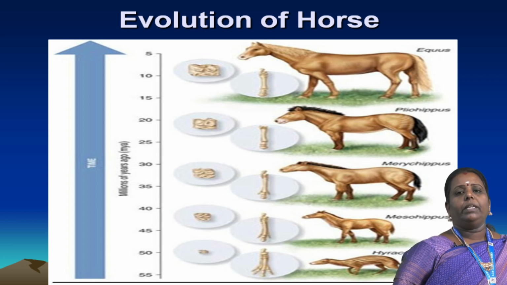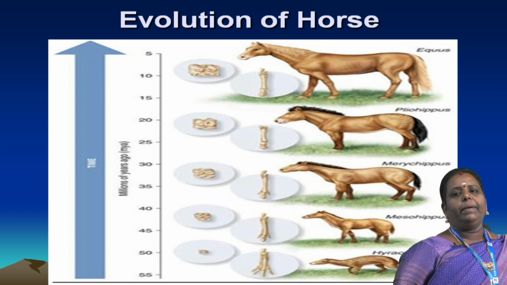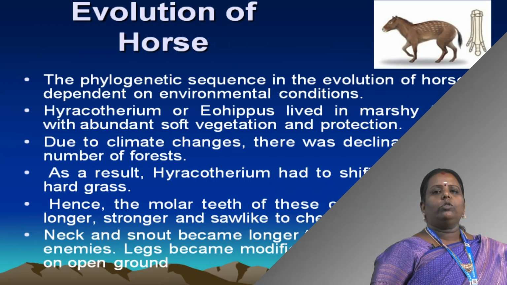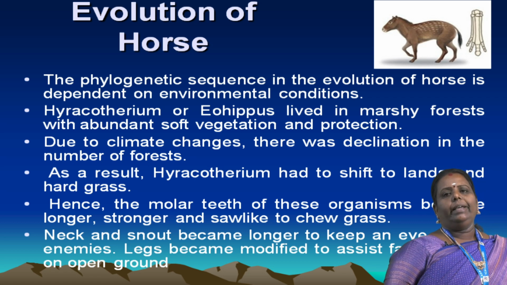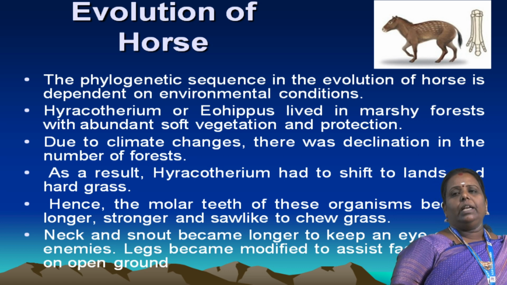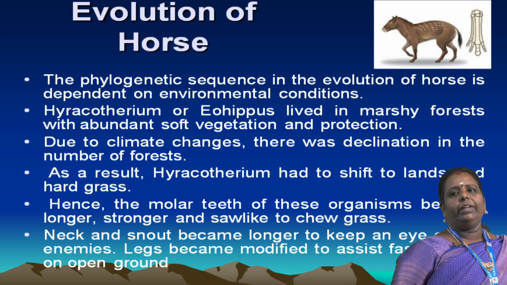After that, depending upon the external appearance, they modify the food habit, movement and use of habitats; everything varies, and the uses of the horse also vary. In the evolution of horses, the phylogenetic sequence depends on the environmental conditions. This picture shows legs that are not lengthy and have some bending. Hyracotherium or Eohippus lived in marshy forest with abundant soft vegetation and protection.